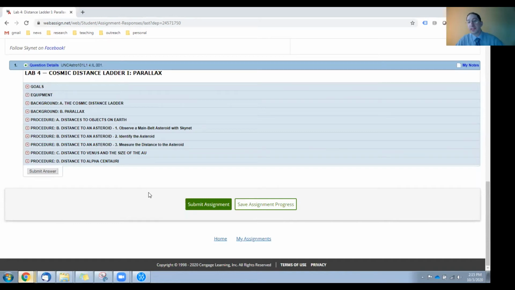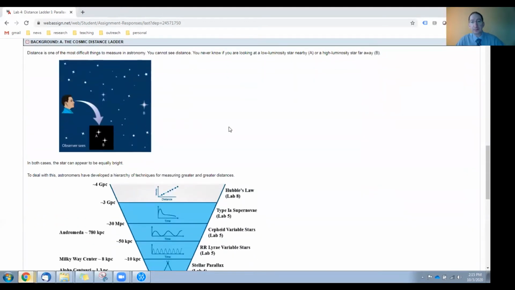Okay, in this video, I'm going to overview the two background sections of Lab 4. The first is on the cosmic distance ladder. Measuring distances farther and farther out is the primary theme of the rest of this lab sequence. However, measuring distance is perhaps the hardest thing to do in astronomy. It's at least one of the most difficult things to do. You can't just see how far away something is.